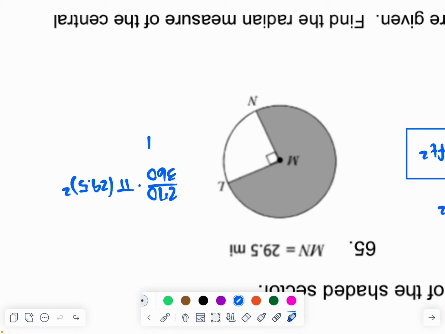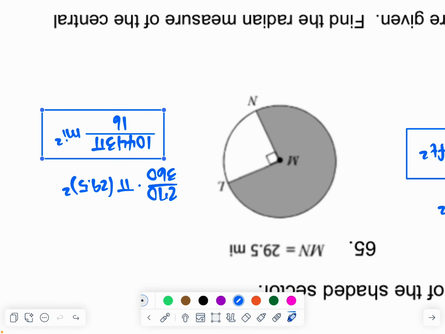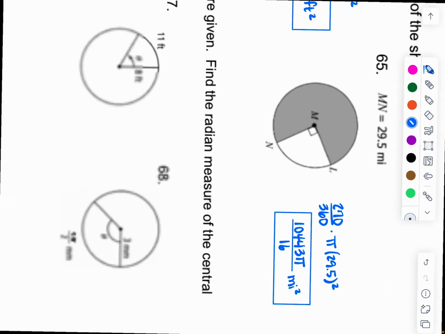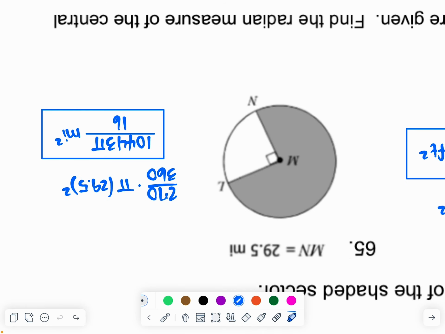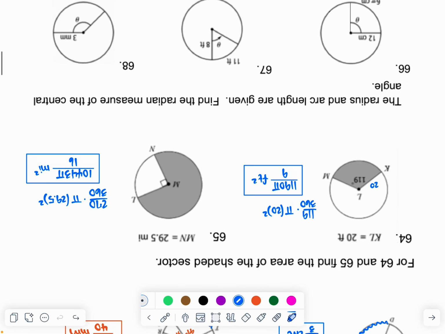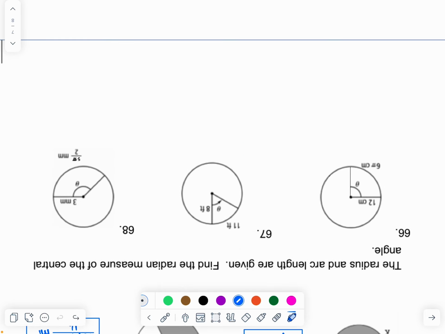Oh my gosh, and that lovely number, if we type that into our calculator, is 10,443 pi over 16 square miles. Who came up with these numbers? Those are crazy. It is a finite decimal too, right? It's 652.6875. So if you want to write that, you're more than welcome to.